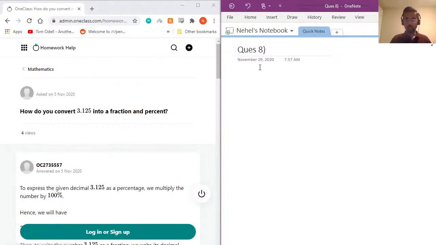Okay, next up. How do you convert 3.125 into a fraction and into a percent?